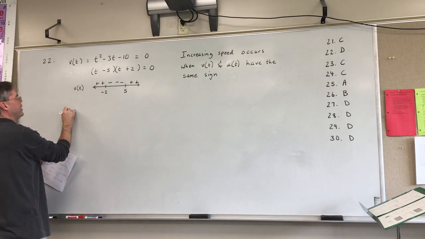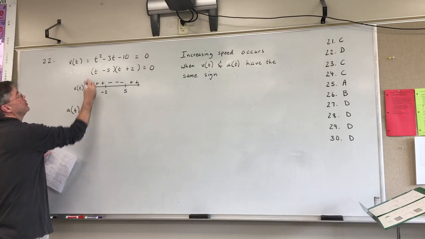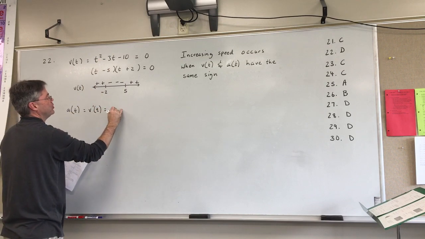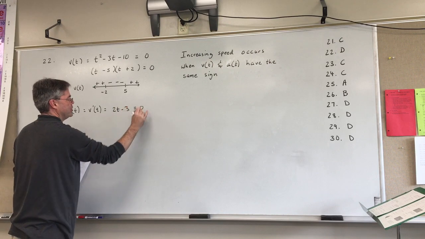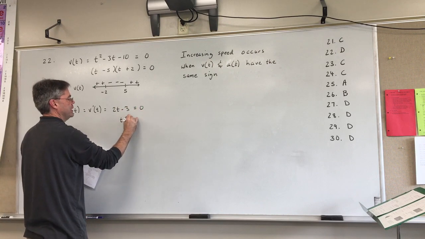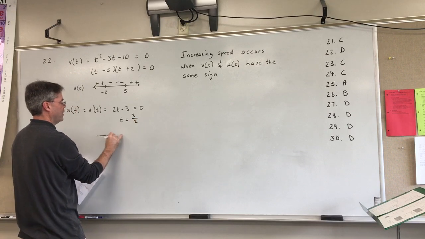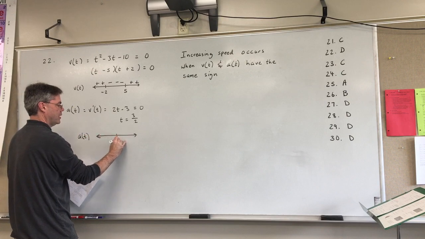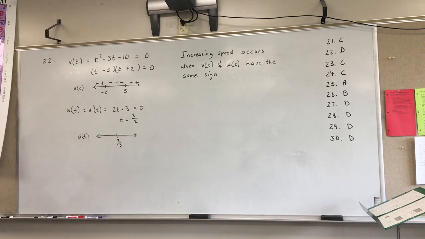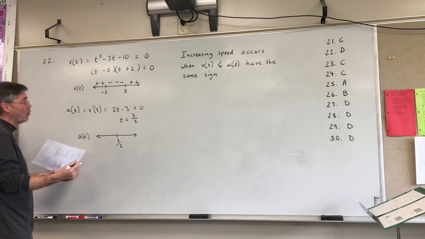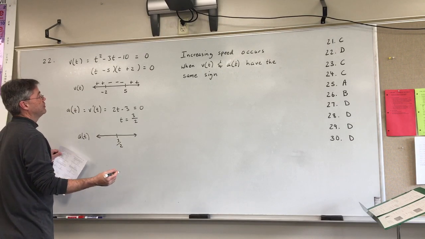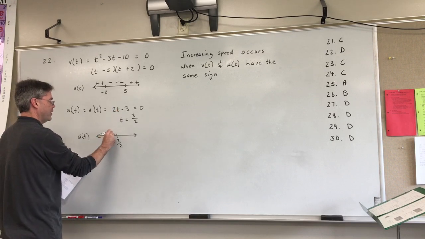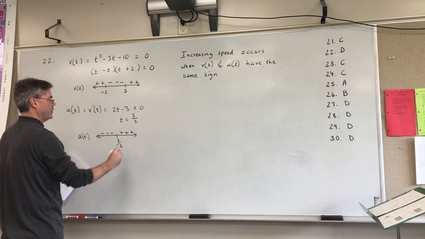All right, let's look at A of t. So A of t is going to be the derivative of V of t. That's 2t minus 3, set that equal to 0, and our critical point is going to be at t is 3/2. So we'll do a sign line for acceleration. Got 3/2. To the left of 3/2, I would pick 1 or 0, that's fine. But if it's 1, it's going to be negative. Greater than 3/2 would be positive.